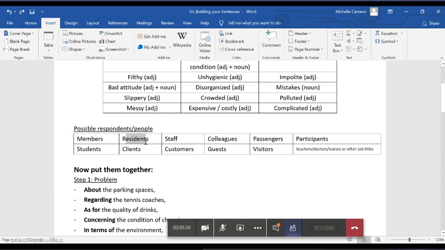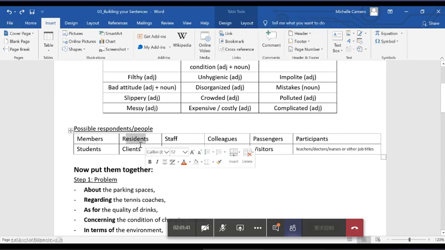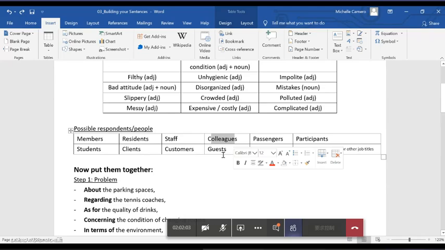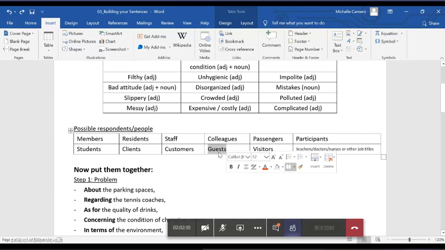Maybe the residents complained, if people are complaining about a housing estate. So again, if you live at ABC Housing Estate, then you are a resident of ABC Housing Estate. Maybe the clients or customers of a company complained. Remember, these are groups of people who may have complained. Or maybe the staff or employees complained, or the colleagues. The colleagues are the people you work with. Or if we're at a hotel, the people who pay money to stay at a hotel, those are called guests.